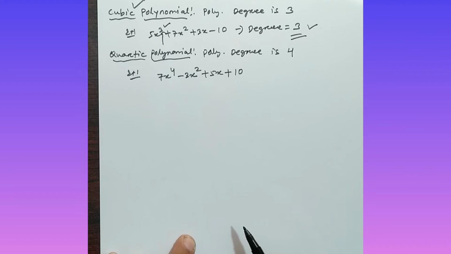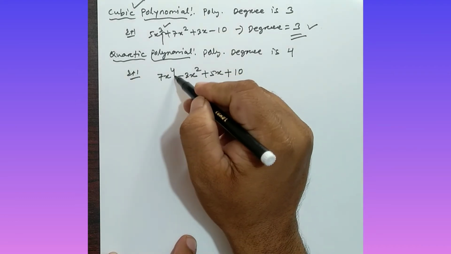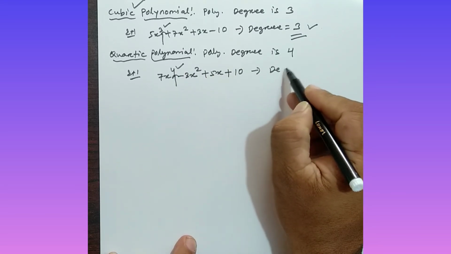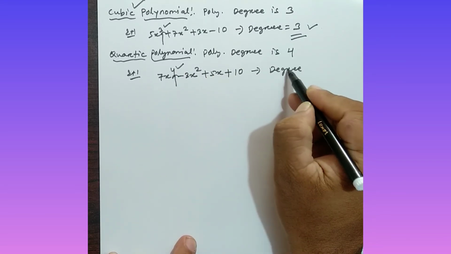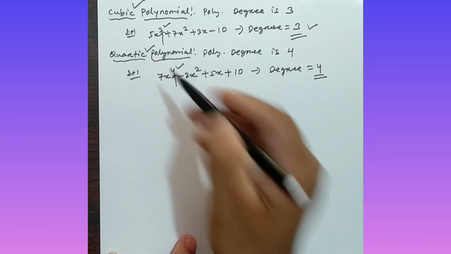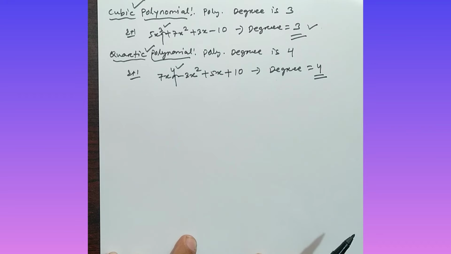Look at 7x to the power 4 minus 3x square plus 5x plus 10, right? Look at the highest power of the variable. What is the highest power of the variable over here? 4 here. What is the degree over here? The degree is 4 here. As the degree is 4, obviously this is called a quartic polynomial, right?